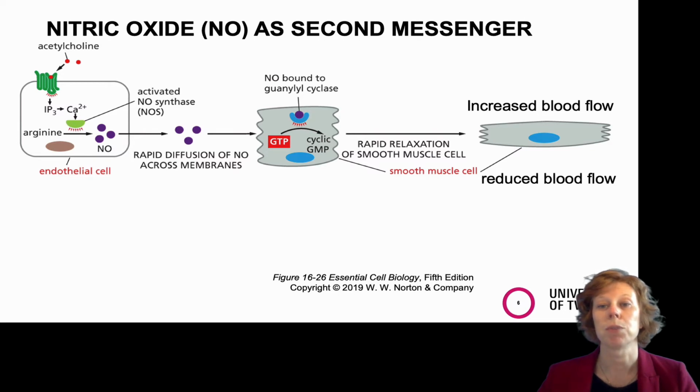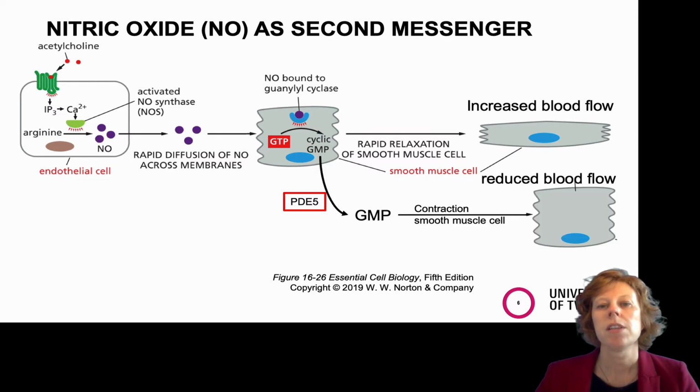One key target protein that can be activated by nitric oxide in smooth muscle cells is guanylyl cyclase, which catalyzes the production of cyclic GMP from GTP. Cyclic GMP is degraded by phosphodiesterase 5, or PDE5, forming GMP, and as a result the smooth muscle cell contracts again and blood flow is reduced.